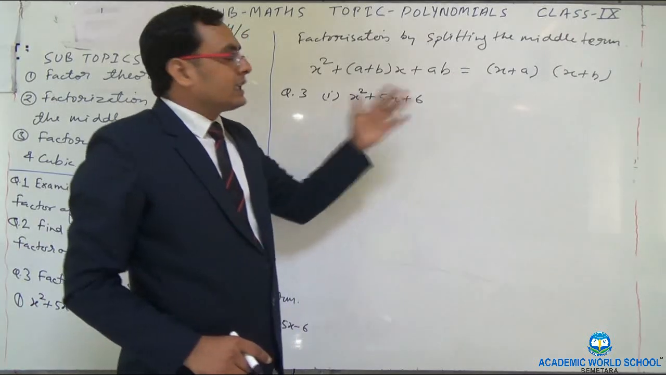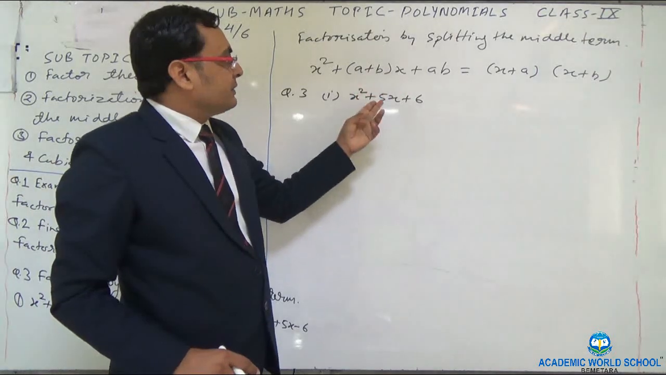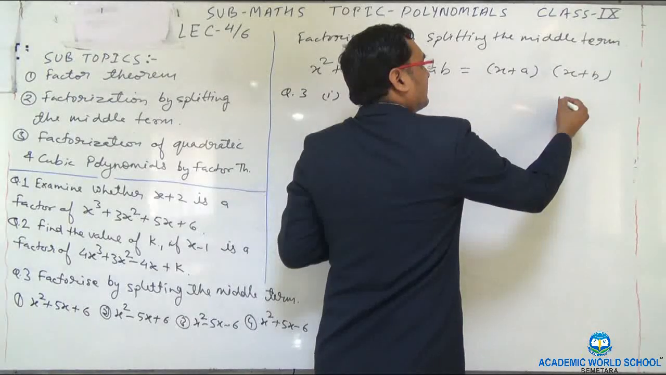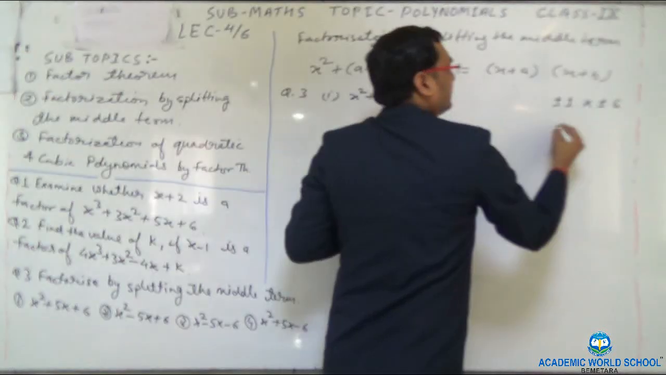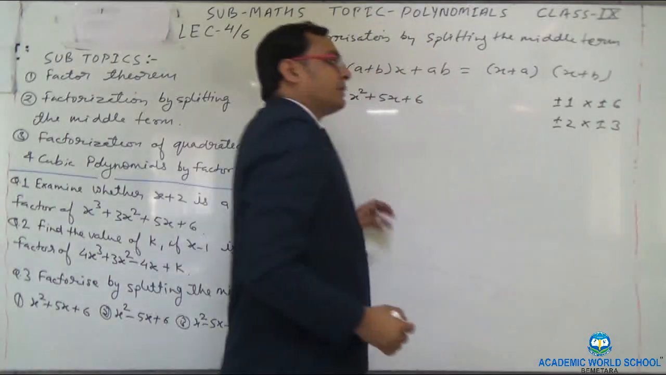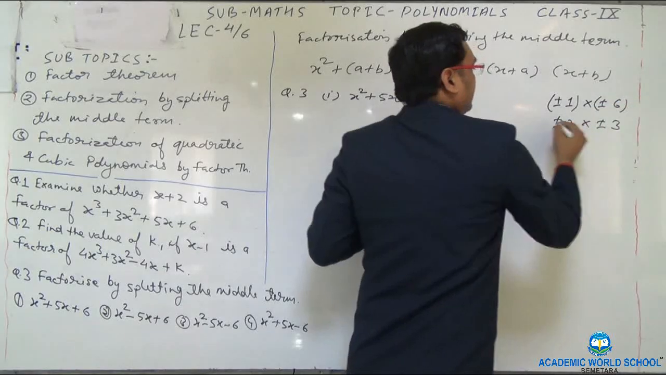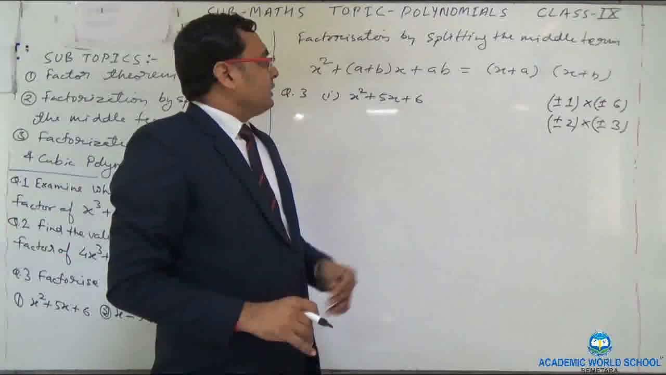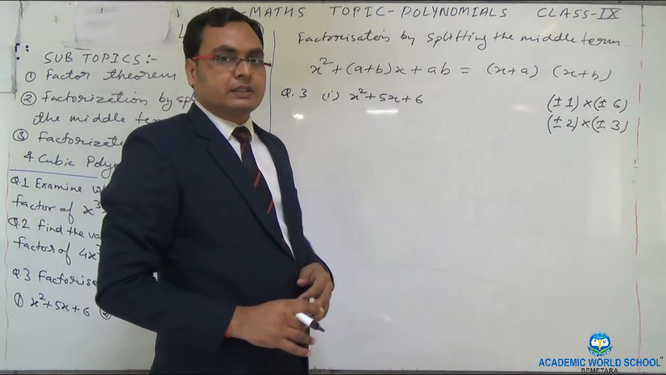Now, what are the factors of 6, which on addition, it means a plus b, will give us 5? So look at all the factors of 6. Factors of 6 are plus minus 1 into plus minus 6 and plus minus 2 into plus minus 3. Plus minus I have written because these are the signs of these factors. A factor may be positive or a factor may be negative also.